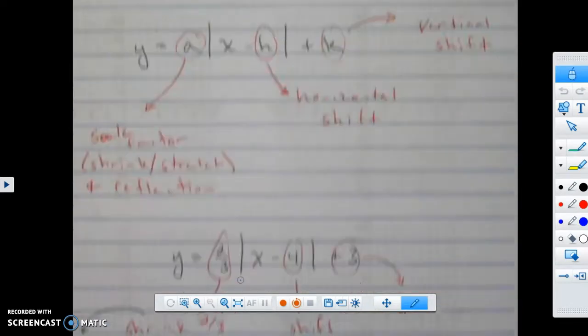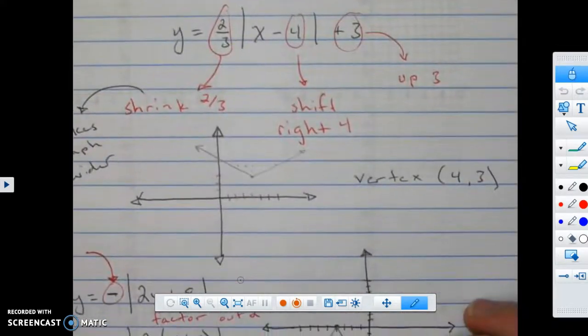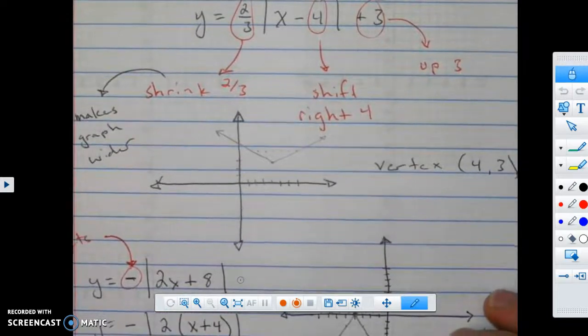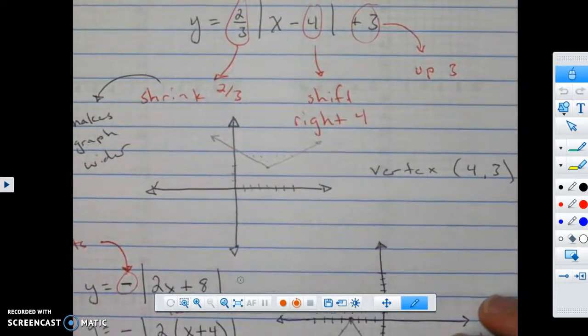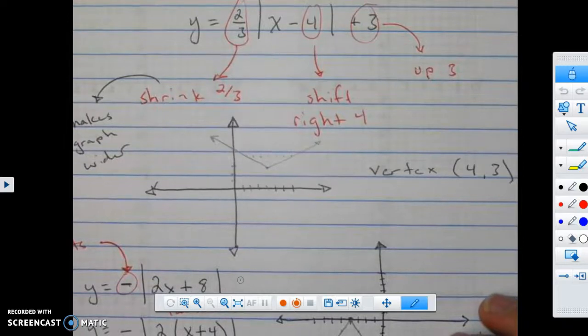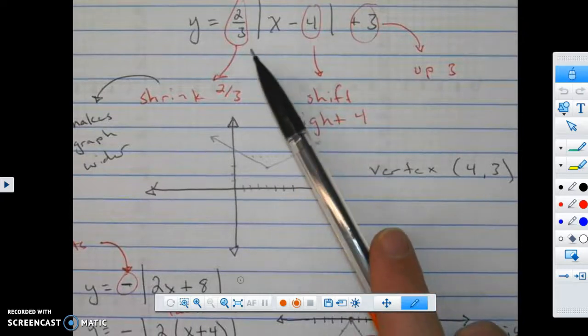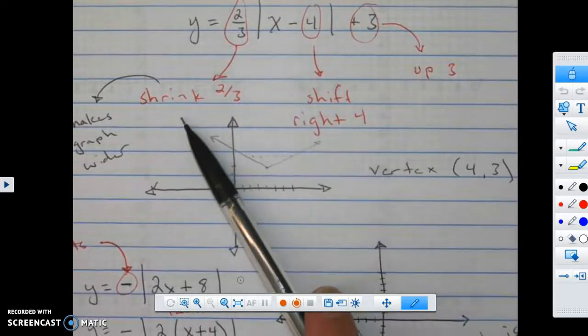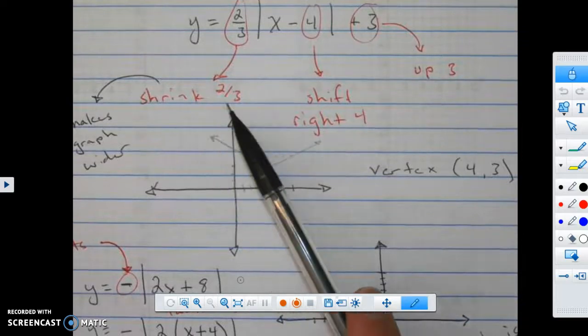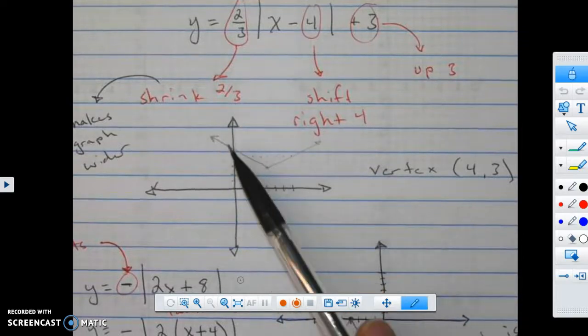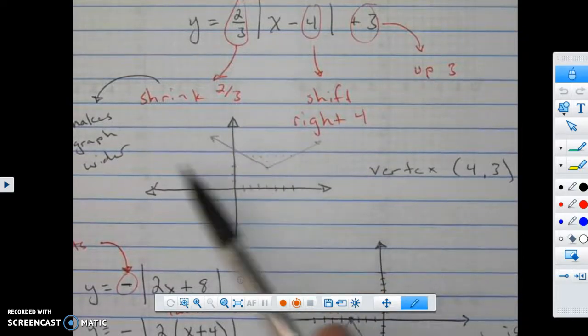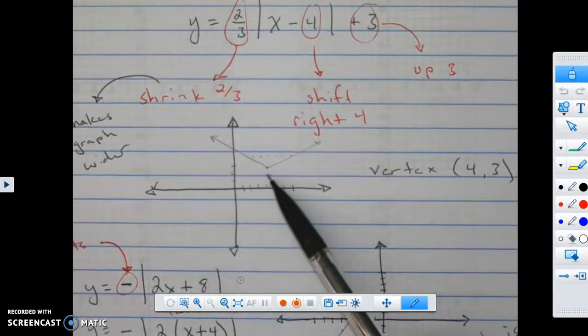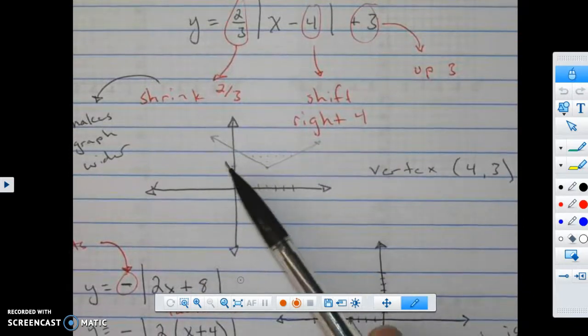So here's an example that I've already marked and labeled. We have y equals 2/3 the absolute value of x minus 4, plus 3. The 2/3 is between 0 and 1, so it's a shrink. What it does is flatten out or compress the graph, so it actually makes it look wider, because it takes longer to get big outputs.